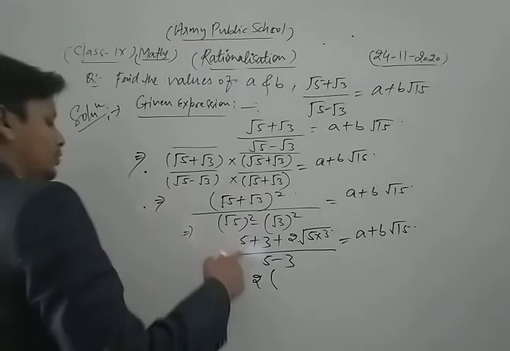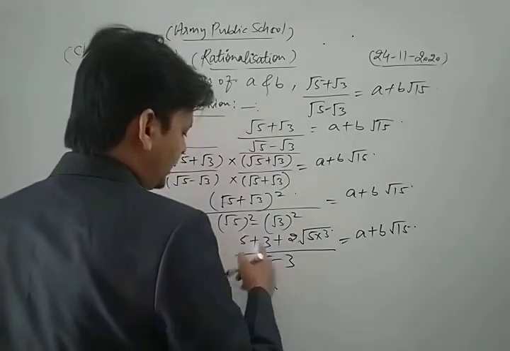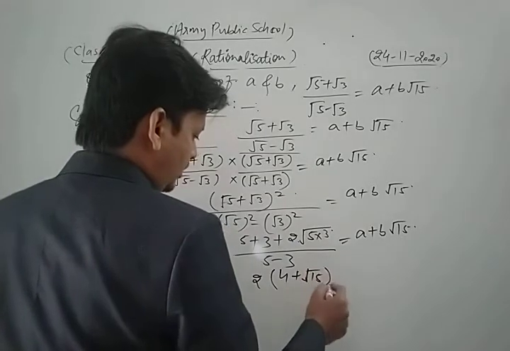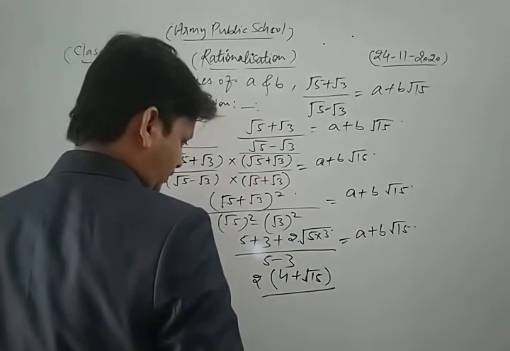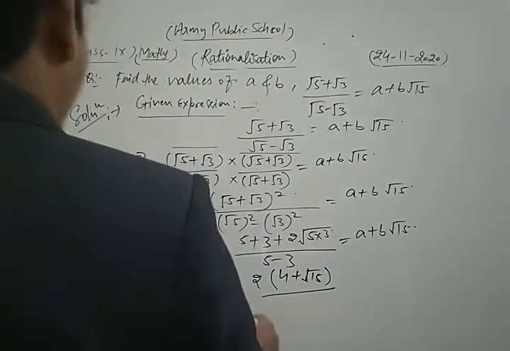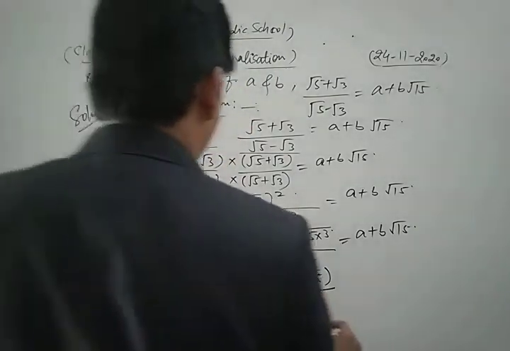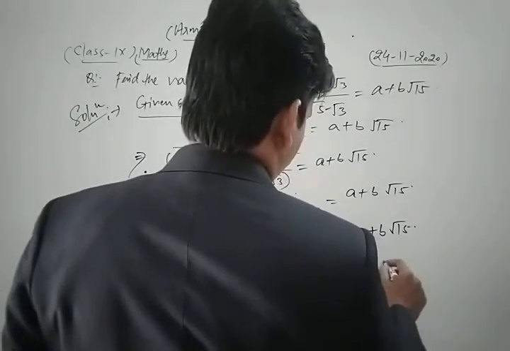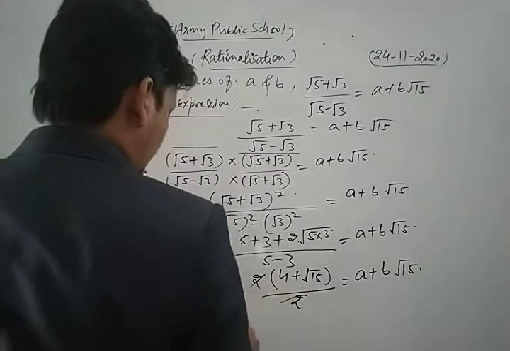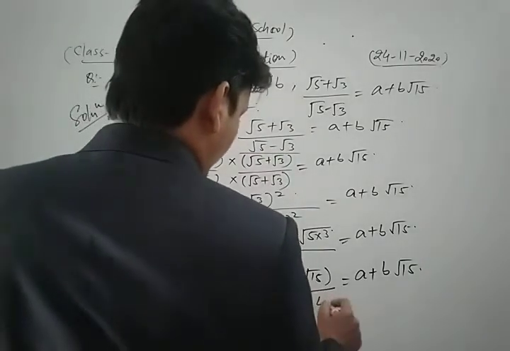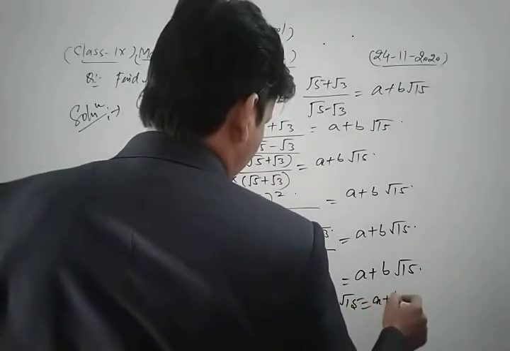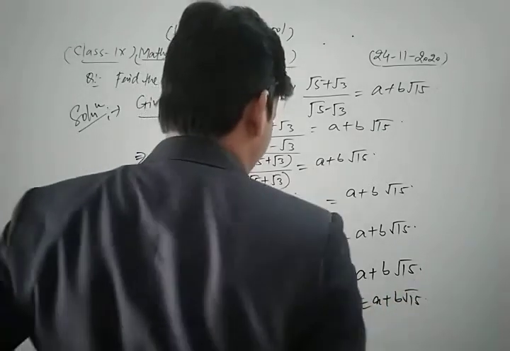We take 2 as common, so what we get? 5, 3, 8, this is 4 plus root 15, okay? Upon 5 minus 3, what is the value of 5 minus 3? That is 2. And on the right hand side we write b plus a plus b root 15 as it is. Now let's see, 2 cancel to each other. So we get 4 plus under root 15 is equal to a plus b under root 15.